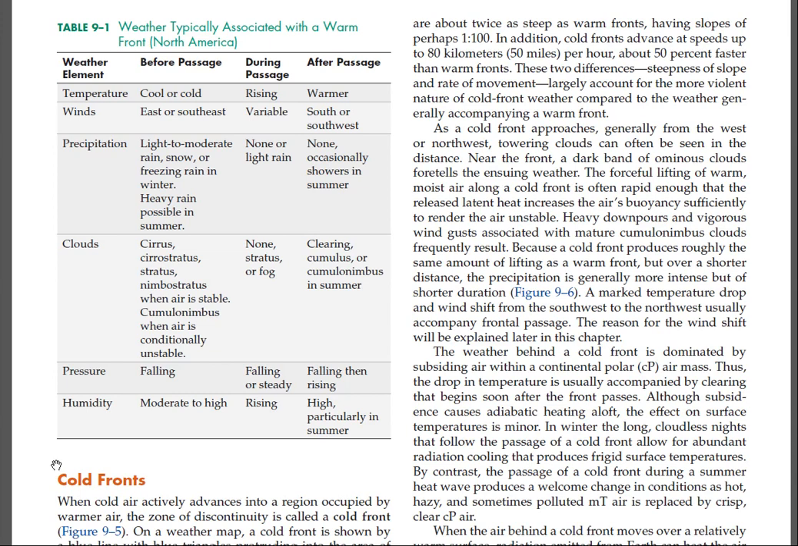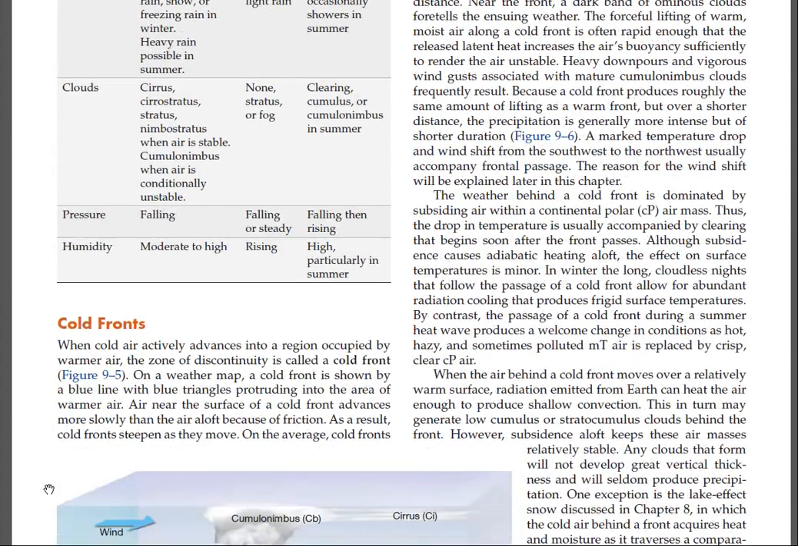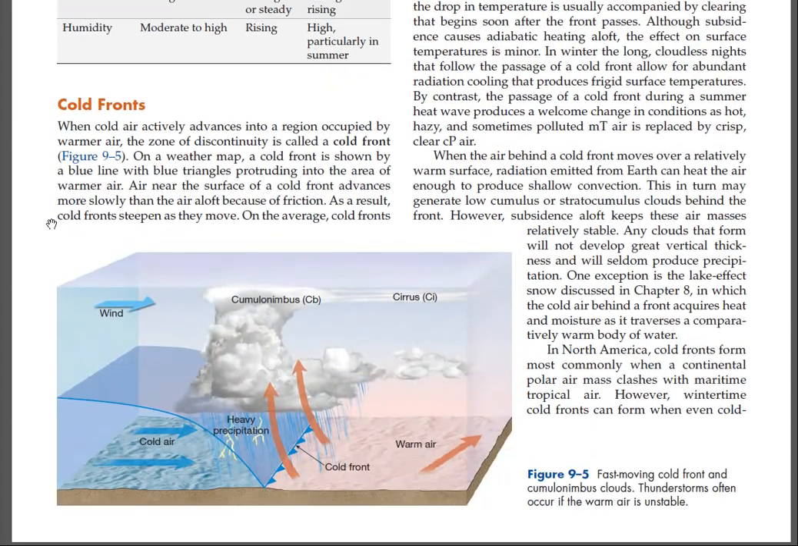Cold fronts. When cold air actively advances into a region occupied by warmer air, the zone of discontinuity is called a cold front, figure 9.5. On a weather map, a cold front is shown by a blue line with blue triangles protruding into the area of warmer air. Air near the surface of a cold front advances more slowly than the air aloft because of friction. As a result, cold fronts steepen as they move.